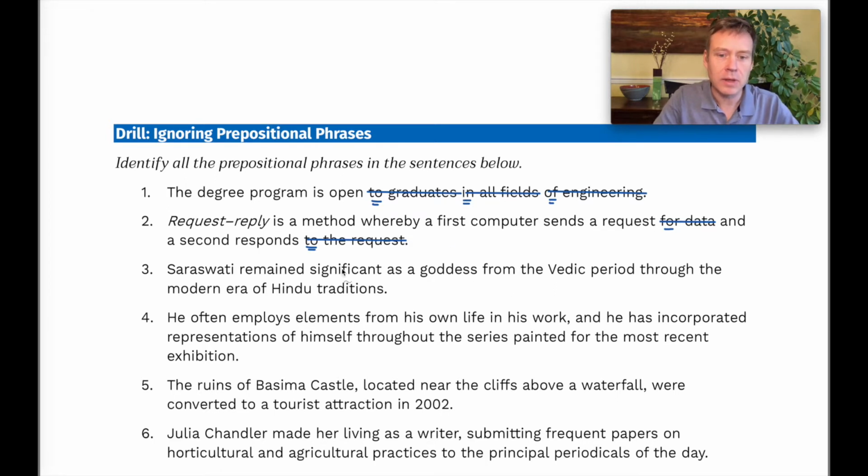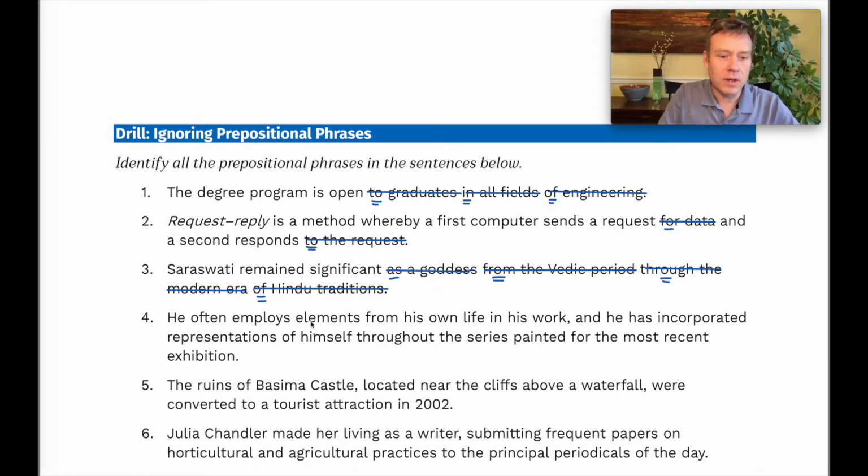In the third example, as is a preposition, so as a goddess is a prepositional phrase. From is a preposition, so from the Vedic period. And through is a preposition, so through the modern era is a prepositional phrase. And of is a preposition. So these are things that none of those could be the subject.